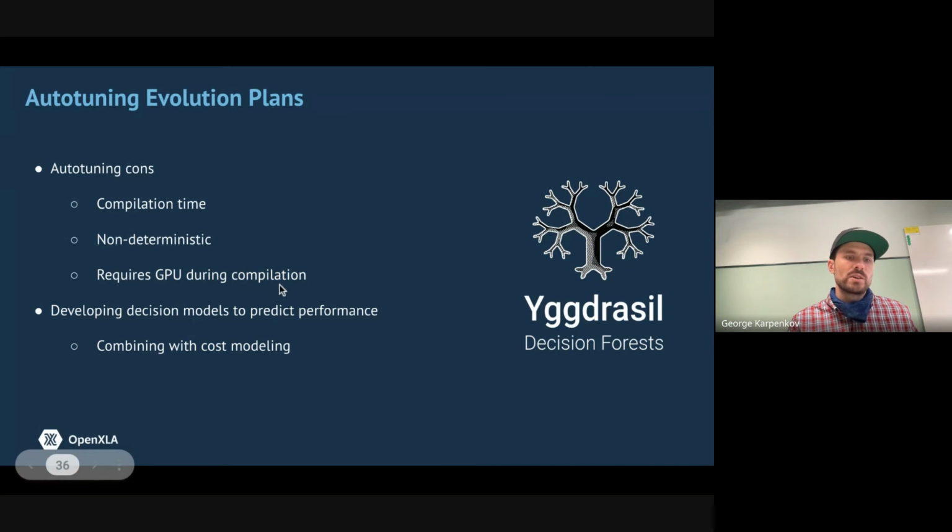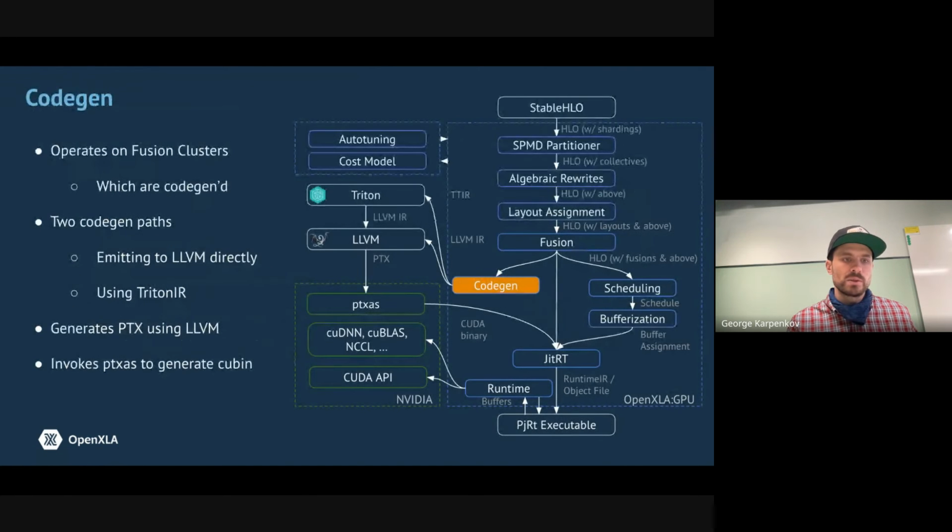And the evolution plan is to try to develop a decision model to at least guide the auto-tuning to cut the number of configurations we have to consider. I guess another large disadvantage is it requires GPU during compilation, which isn't great. But then again, it doesn't look very tractable so far otherwise.